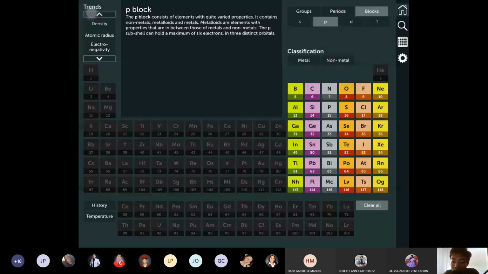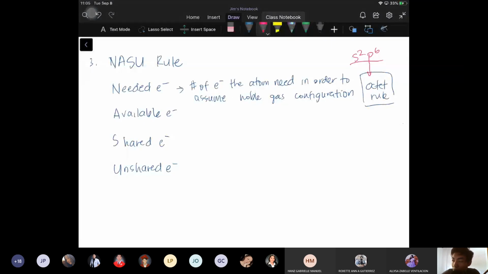Okay, so ayun, yun yung octet rule. The number of electrons needed in order to assume the noble gas configuration, aka the octet rule. Again, the octet rule only applies for atoms found in the P block. Sir, paano si hydrogen? Nasang block si hydrogen? Nasa S block lang siya. No? 1s lang meron siya. How many electrons yung kailangan ni hydrogen? Eh di, dalawa lang. So, 1s2.